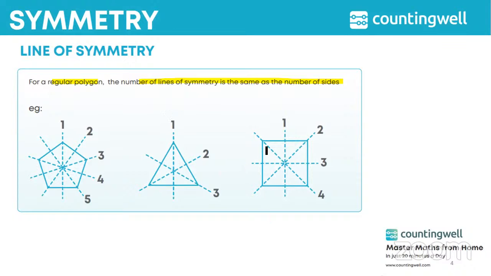For a square, we know a square has 4 sides, so there will be 4 lines of symmetry. For a hexagon, in particular a regular hexagon, where all the sides of the hexagon are equal, there will be 6 lines of symmetry and so on.